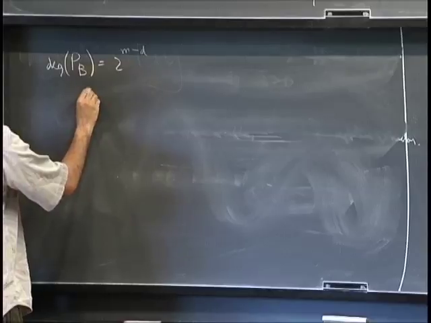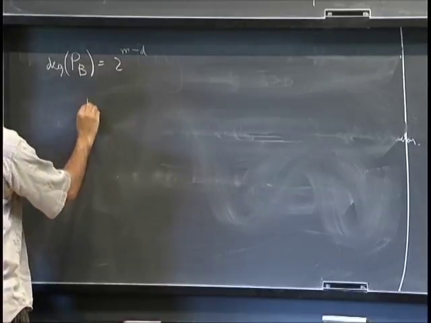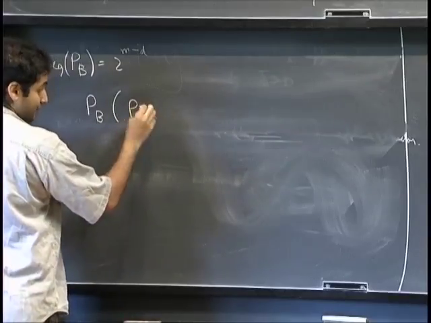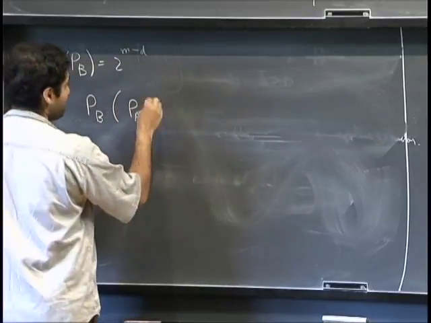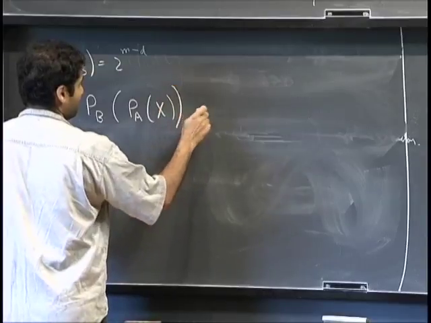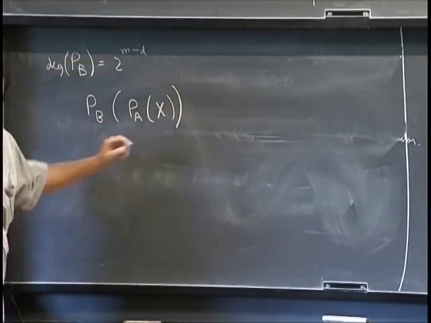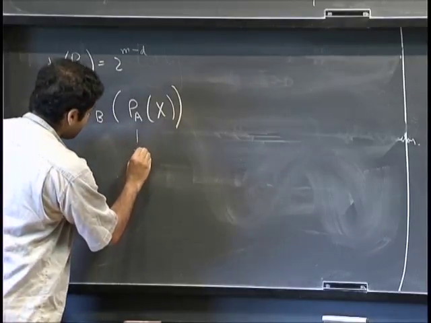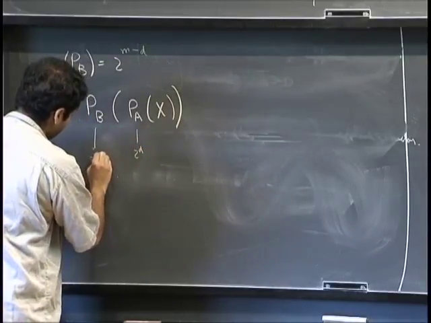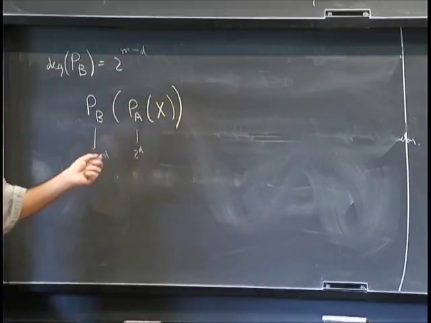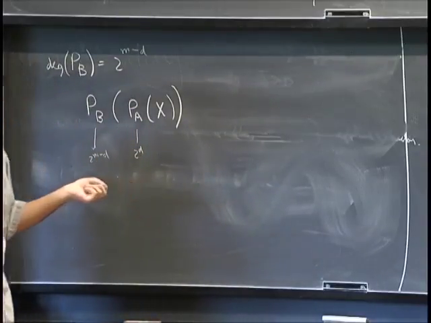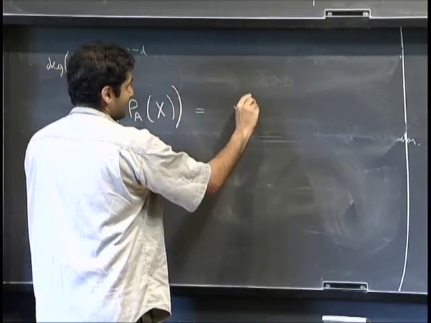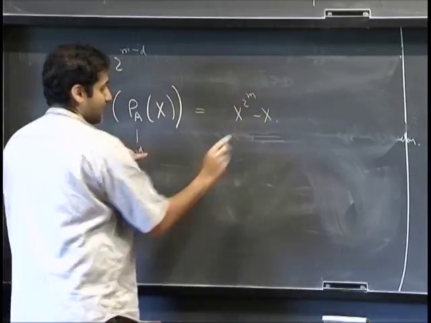Now, what do I know about PB? Well, PB vanishes on the image of PA, because that is the definition of B. So PB of PA of x always evaluates to 0. The degree of PA was 2^d, and the degree of PB was 2^(m-d), and if this always evaluates to 0 for every x in F_2^m, what that means is this must equal x^(2^m) minus x, is the claim.